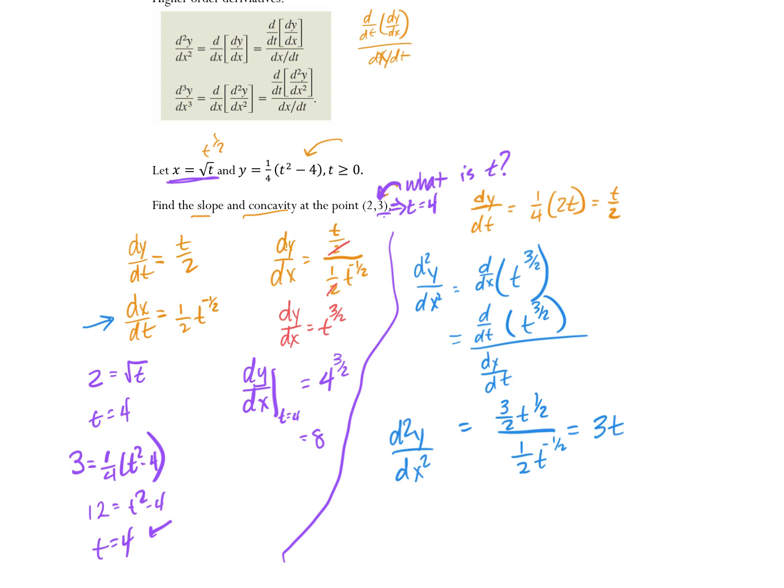And likewise, to find whether the concavity is concave up or concave down, a reminder, we look at the second derivative to do concavity. And if I plug 4 in here, it becomes 3 times 4, and so 12. We don't really care about the number, but we do love that 12 is greater than 0, so that we can say that this is concave up.